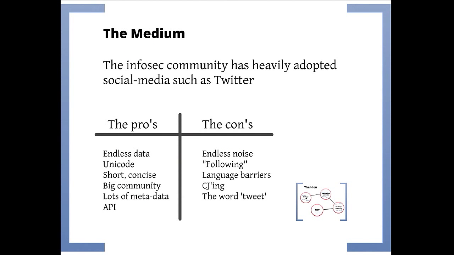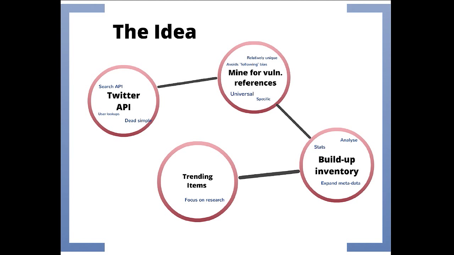So social media. The medium is Twitter, or primarily Twitter. Everyone should know it. There's heaps of data, which is good, but there's heaps of noise, and that adds some interesting challenges. So my concept is pretty simple. Basically, use the Twitter API. I want to mine for vulnerability references, and the reason for this is a few.